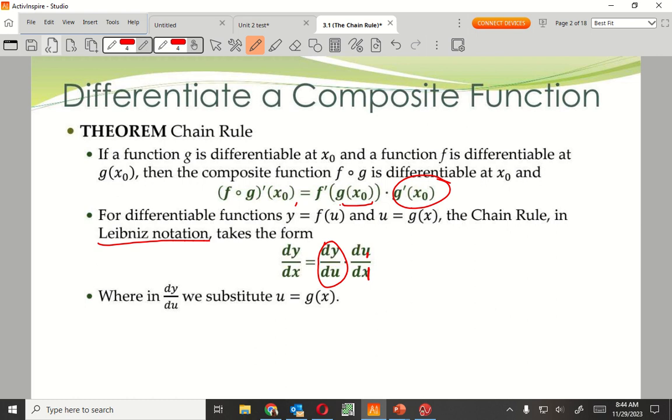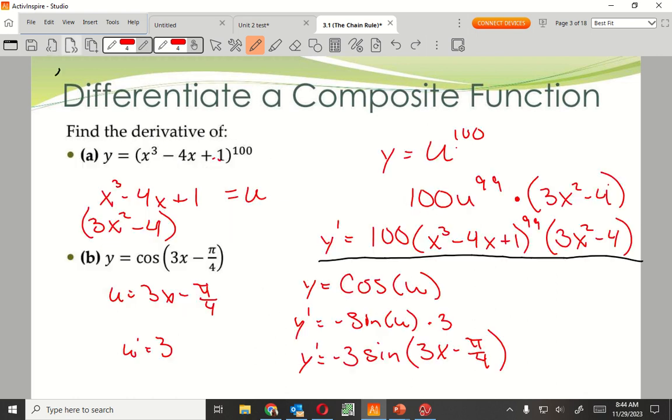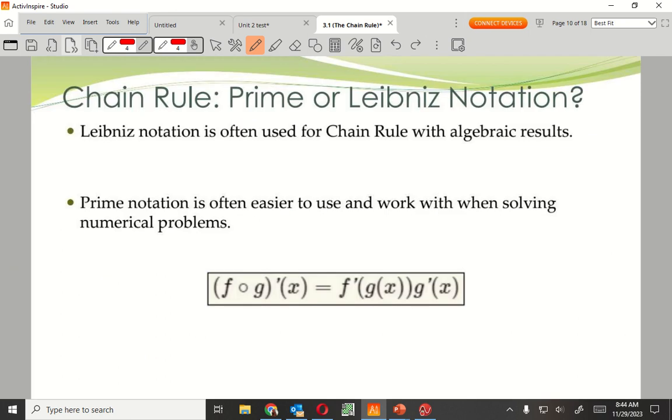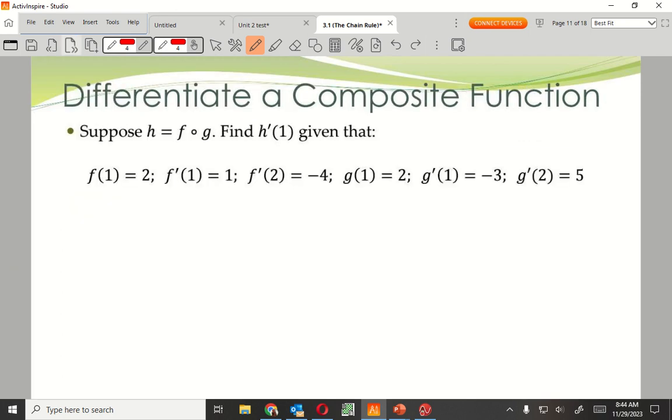So this one, I took the derivative in terms of u, and then whatever I subbed for u, I took the derivative in terms of x. So in the form of an equation, it just tells you what it looks like. Yeah, so for each of those.